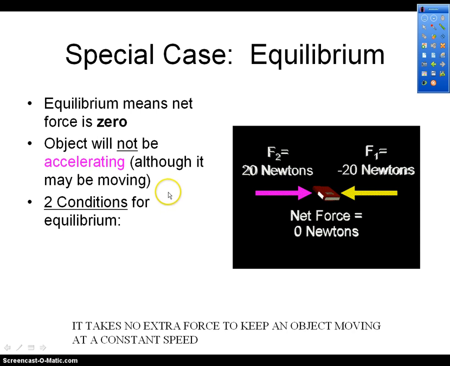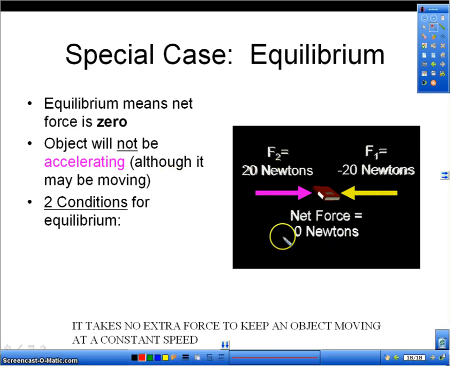So the last little bit of this is equilibrium. Equilibrium is a special case where the net force is 0. Anytime the net force is 0, then there is no extra force acting on it. All the forces balance out, so the object will not accelerate. So that's important to remember, that if the net force is 0 on something, the object will not be accelerating. So what you're going to see is two different things.